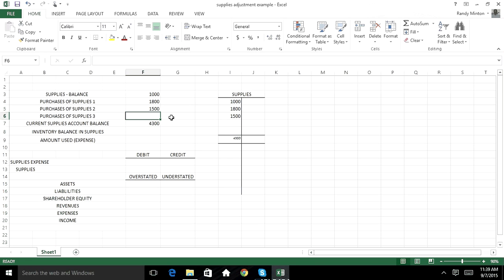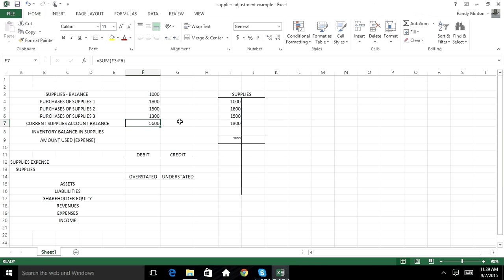Anyway, 2 or 3 months later, we go down and we perform the same operation again. We go to the supply store, we buy another, let's call it $1,300 worth of supplies. So now, according to our book, we have $5,600 in supplies. However, we know that's not true, and we're now at the end of the accounting period.